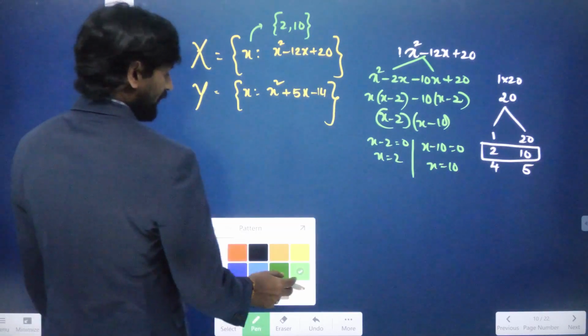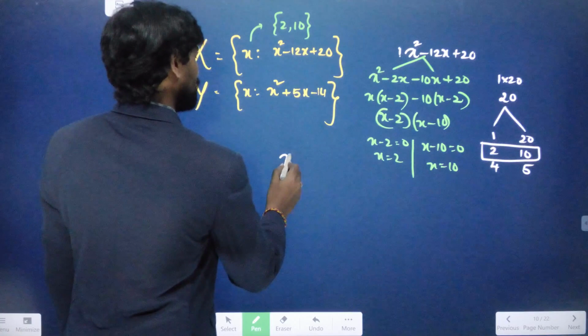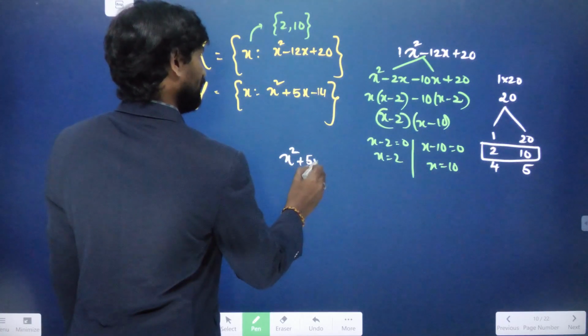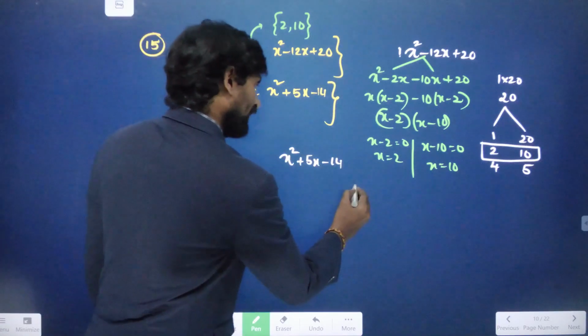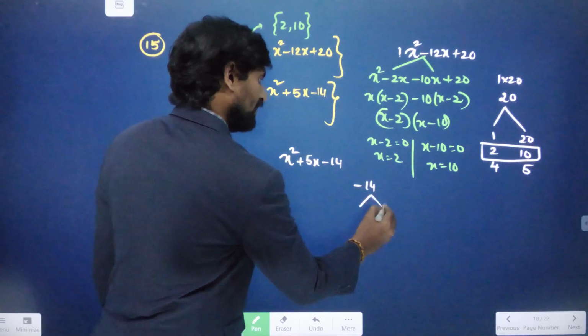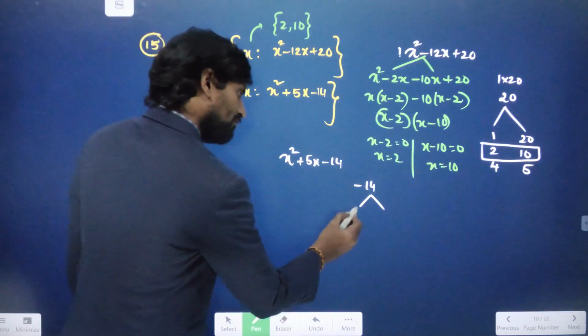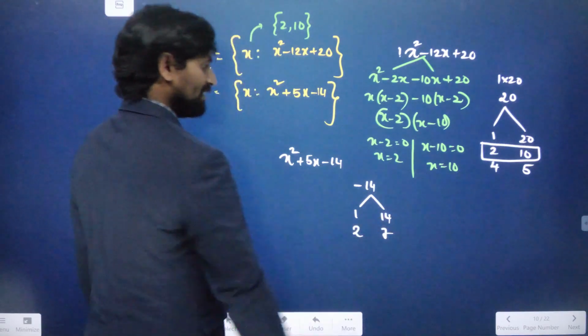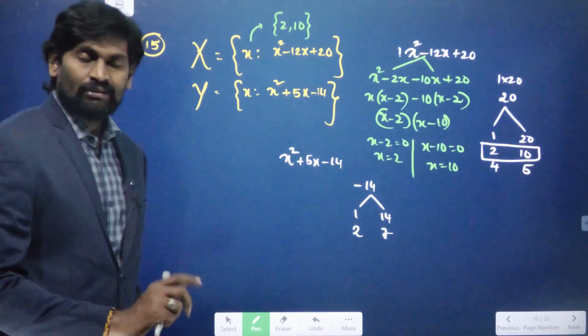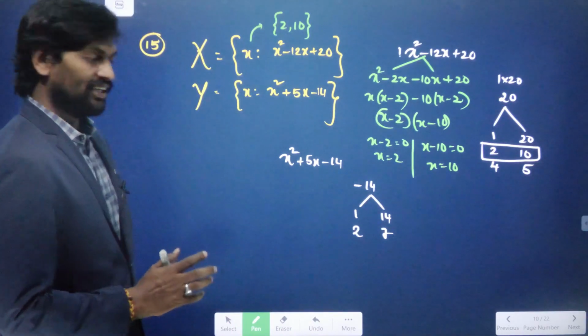Similarly, try to find the y values. Y also: x square plus 5x minus 14. Now minus 14: 1 into minus 14 is minus 14. Now the factors of 14: 1 times 14 is 14, 2 times 7. Next, again 7 times 2 only will come. These are only the factors.